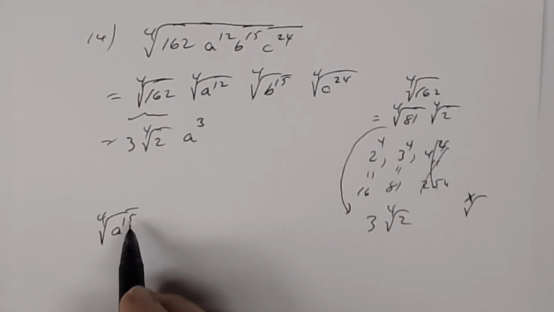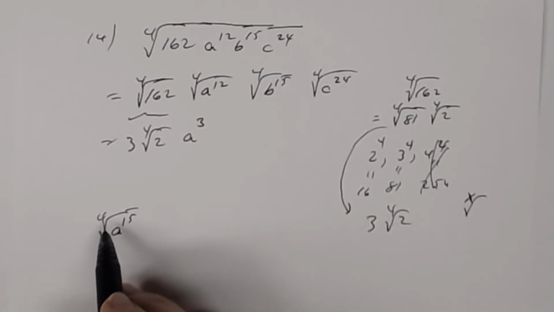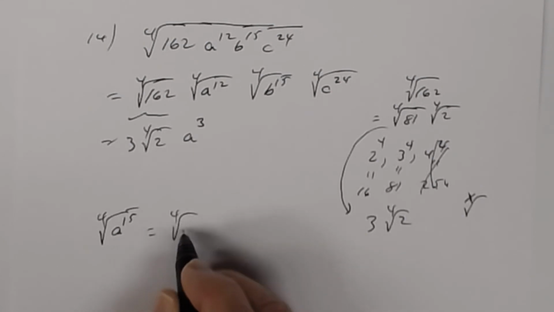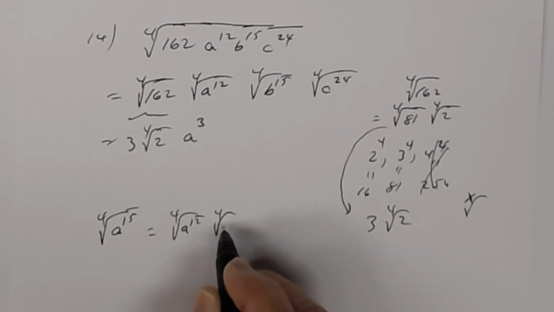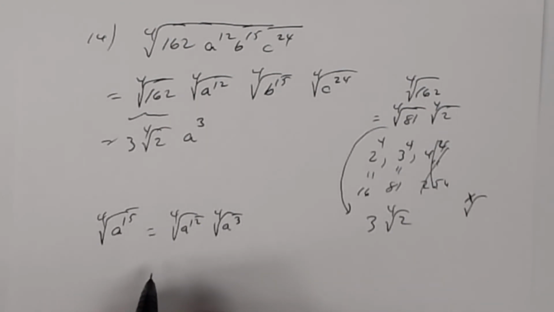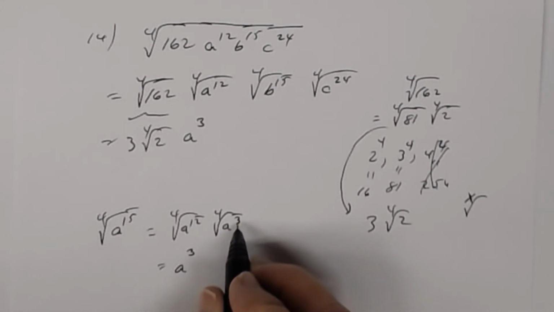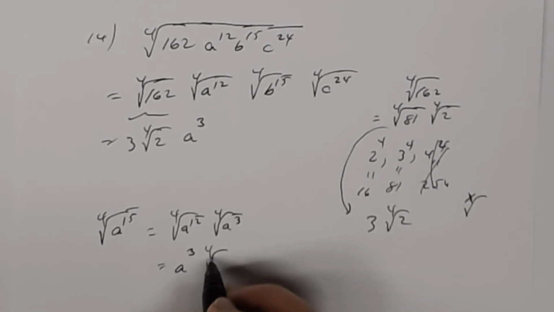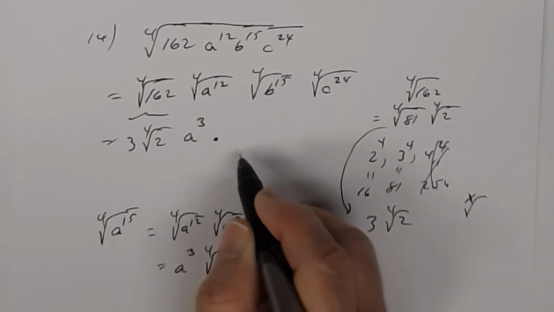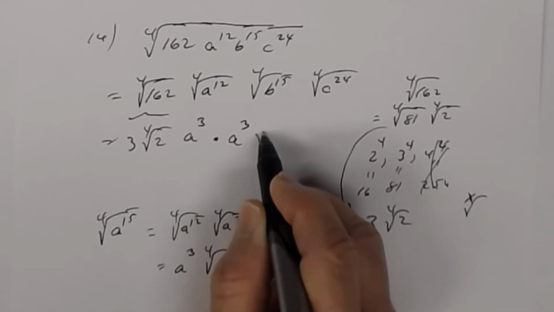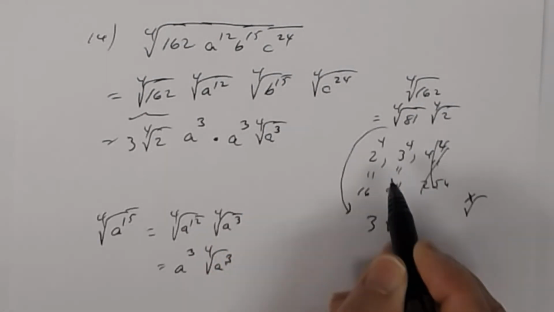What's the largest integer less than 15 that's divisible by 4? Well, the answer is 12. So it becomes the fourth root of a to the 12th times the fourth root of a cubed, right? 12 plus 3 is 15. 12 divided by 4 is 3, so I can simplify that. So that's a cubed. I cannot simplify this because 3 is less than 4. So it'll be the fourth root of a cubed. So that goes here. So times a cubed, fourth root of a cubed.